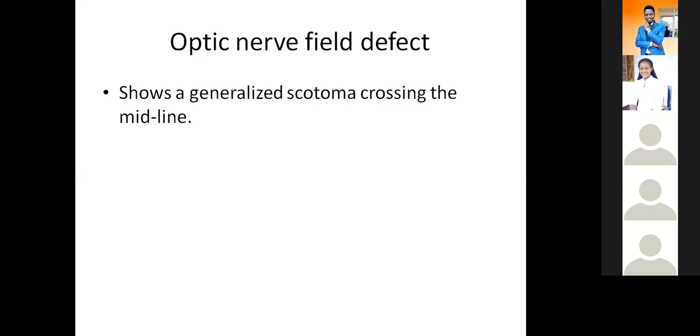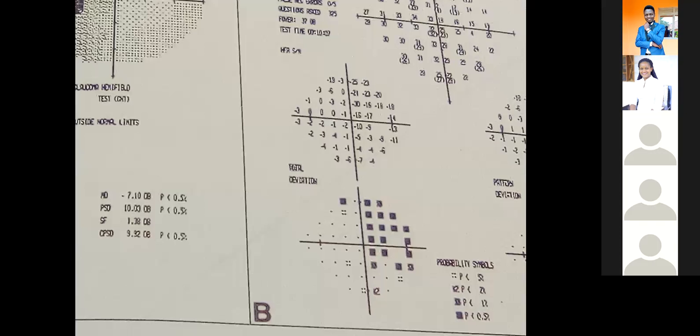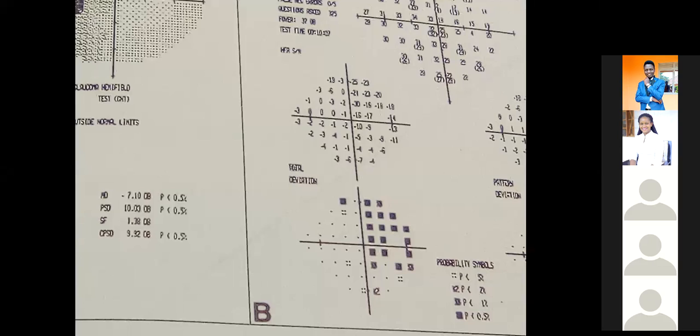So, optic nerve field defects. What we have shown there is a generalized scotoma crossing the midline. There are so many of them. My pictures are too big, so you can't see very well, but I believe that if you get a better picture of the presentation, you will see what I mean. So you can see the one below, B, you see that the field defect is, yes, I'm seeing that Robert has raised a hand.